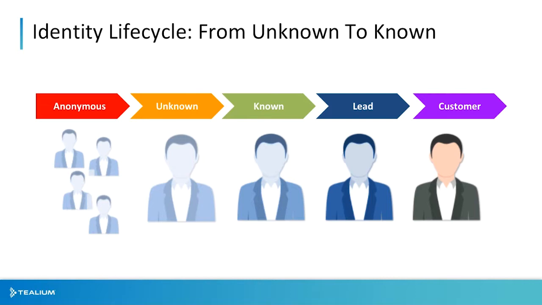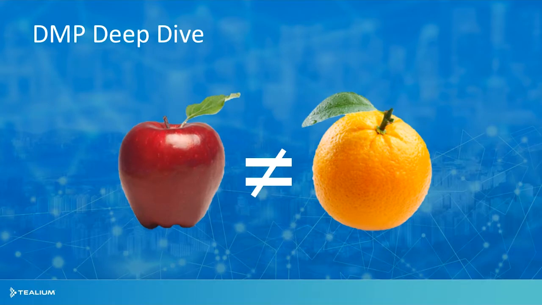But as they become known and they become more valuable, you can use marketing automation systems or personalization technologies to increase the conversion factor that you need to make them become customers. So that identity lifecycle is one of the first kind of scenarios that you'll be able to take advantage of with a CDP. So let's dive deep into a DMP.